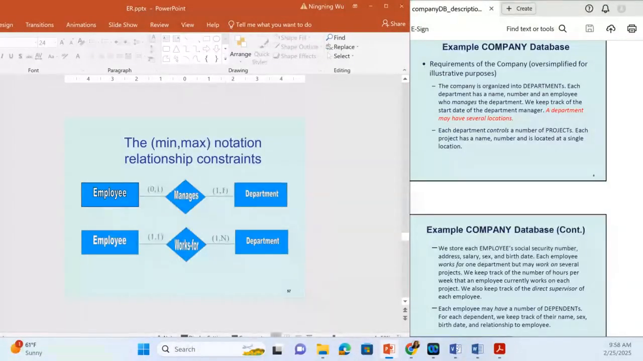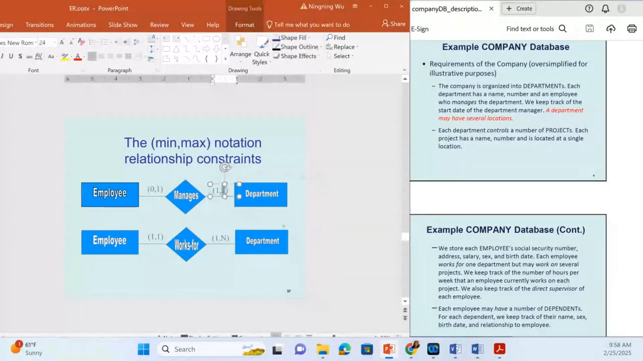The maximum number is also 1. So what does that mean? That means that a department can participate in these managers only one time. Minimum is 1, maximum is 1, that means only one time. So the semantics here will be that a department will have only one employee managing it, because this department relates to one employee through these managers. So then the employee can be considered as the manager of the department.